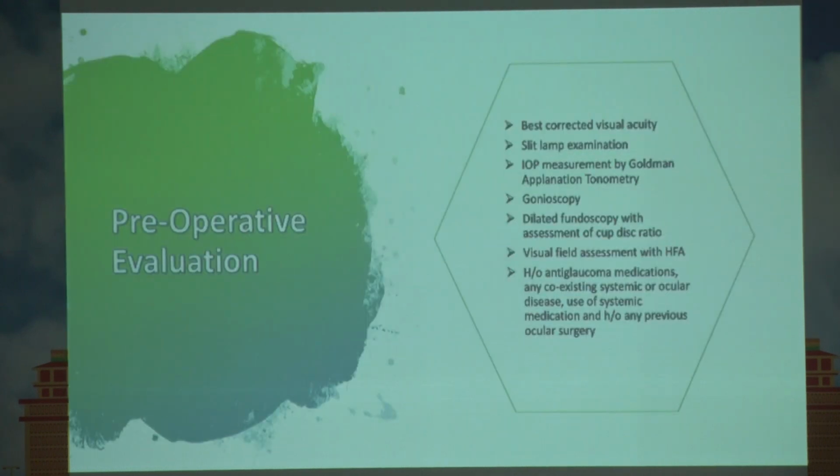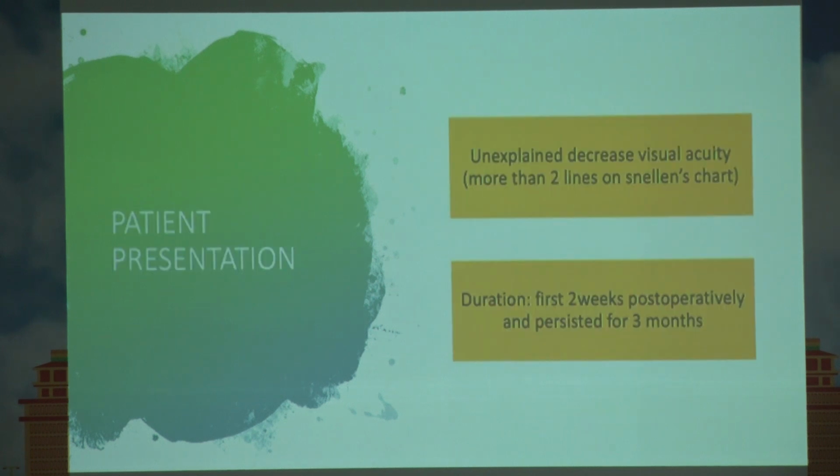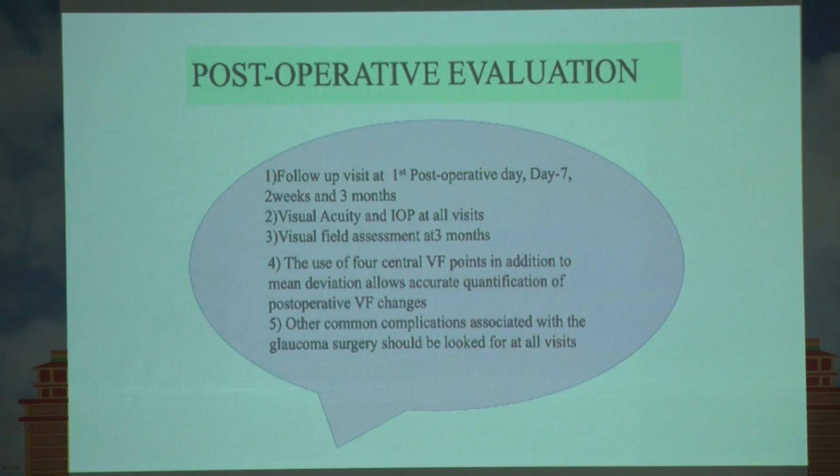So what are the things which we should do? A good pre-operative evaluation and risk analysis has to be performed to identify if there is any risk factor associated with this patient that can result in the wipeout phenomenon. Patient presentation: unexplained decreased visual acuity of more than 2 lines on a Snellen chart, occurring in the first 2 weeks post-operatively and persisting for 3 months.